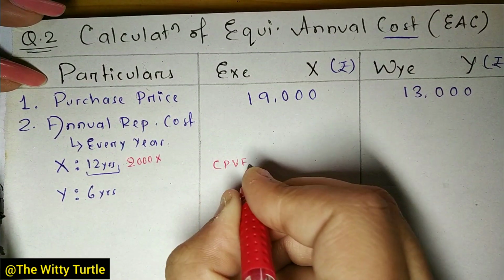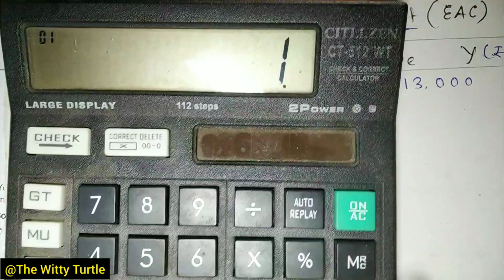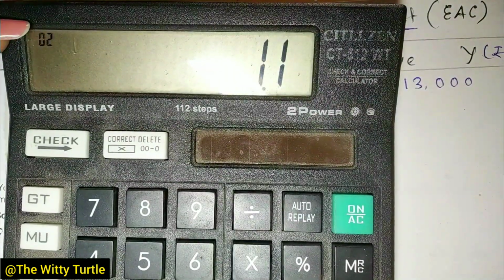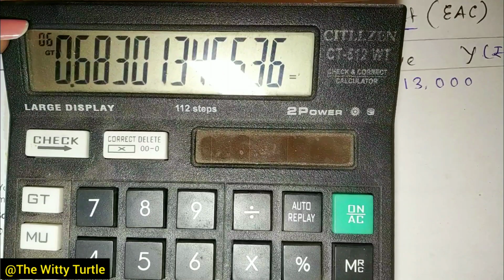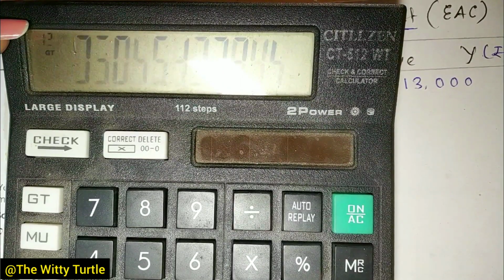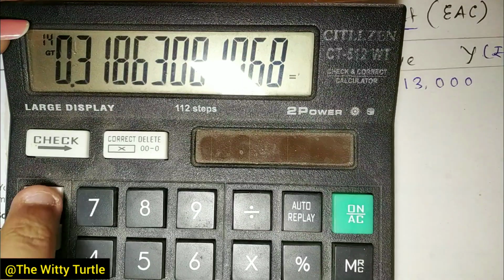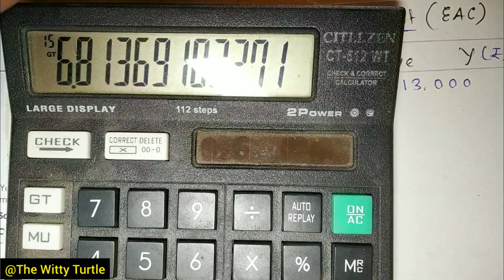CPVF for 12 years is how much? 1 divided by 1.1 and then we have to press equal to for 12 times. 1, 2, 3, 4, 5, 6, 7, 8, 9, 10, 11, 12. Then we will do GT. GT is coming as how much? 6.813.